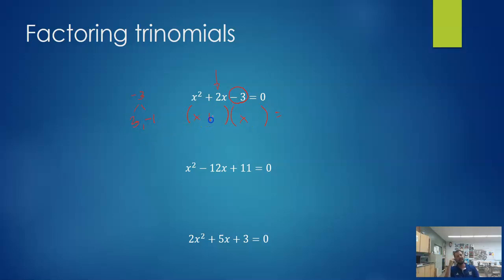So we take those numbers and we put them in the parentheses, and what we've done is now made it easier to see what the solutions to this equation would be. Hopefully you can see that it would be -3 and +1.